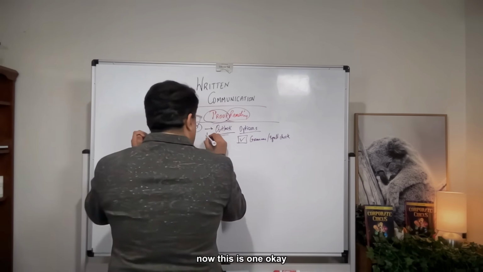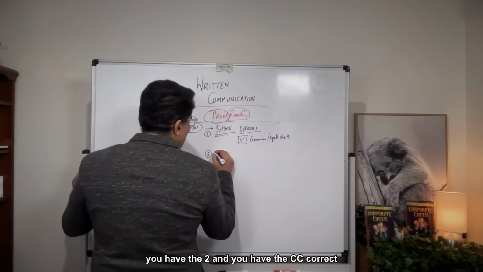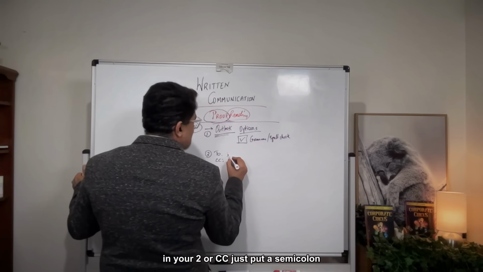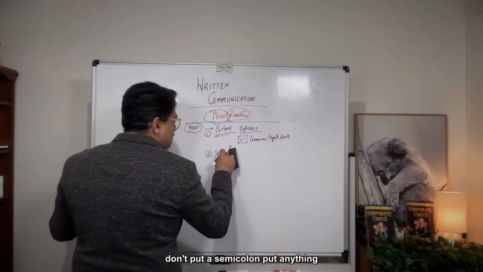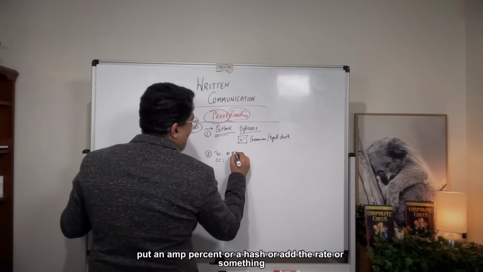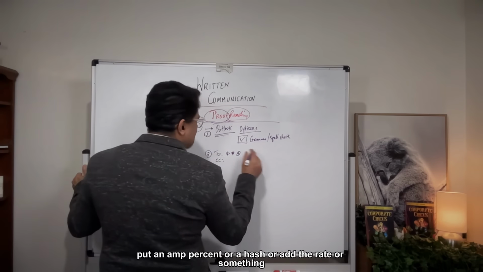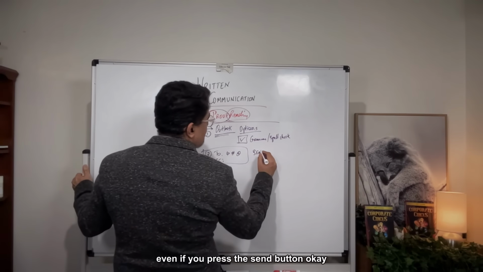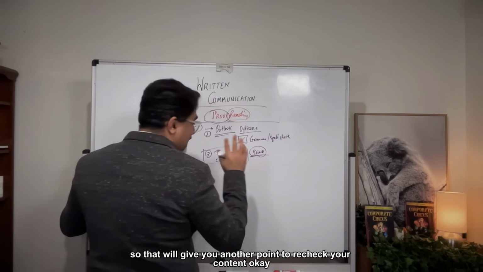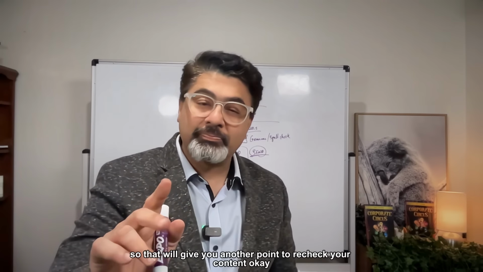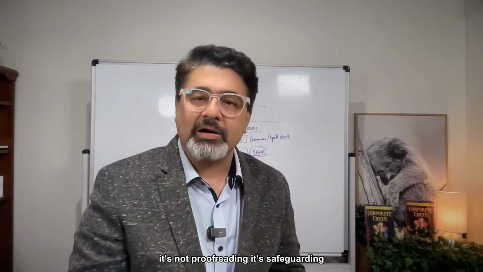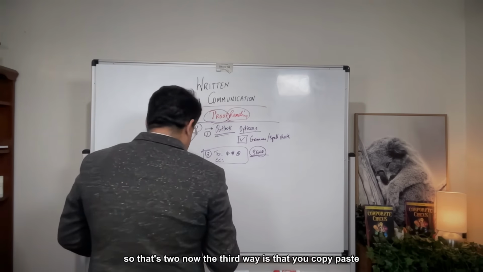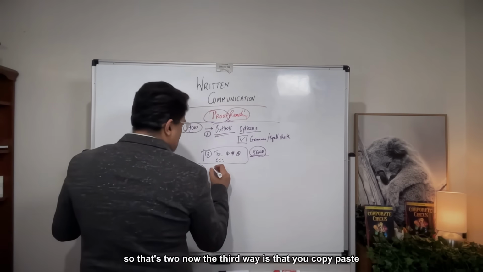Now this is one. Second is when you send an email, you have the To and you have the CC, correct? In your To or CC, just put a semicolon. I'm sorry, don't put a semicolon. Put anything, an ampersand or a hash or an at-the-rate or something which will not let this email go out even if you press the send button. So that will give you another point to recheck your content. It's not proofreading, it's safeguarding. I say take care of your butt as well. So that's two.